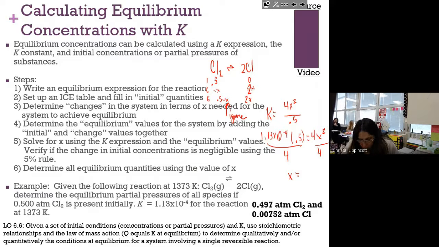So that is 1.13 times 10 to the negative 4 times 0.5 divided by 4. And then I'm going to take the square root of that. That ends up being 0.0037. Okay. They wanted to know the partial pressures. So I have to take this value and multiply it by 2, which gives me this. And then I have to take this value and subtract it from 0.5, which gives me that.